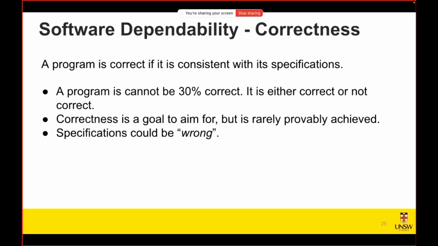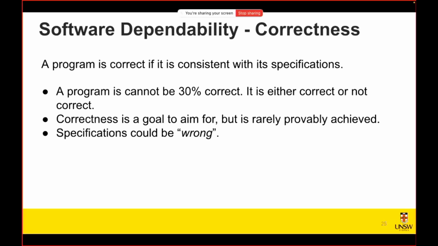So here are some characteristics for correctness. A program can either be correct or wrong, but it cannot be like 30% correct or 50% correct. That's not going to work here. So it's either correct or wrong. And correctness is a goal to aim for, but we can hardly prove that a software is correct.